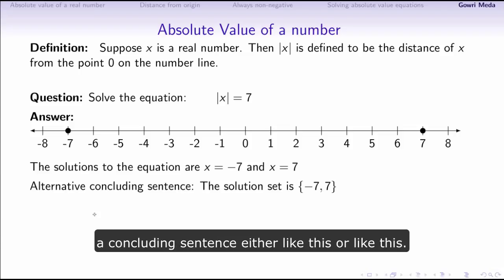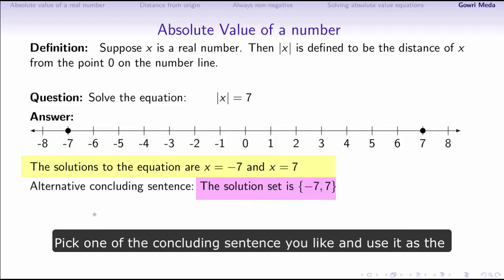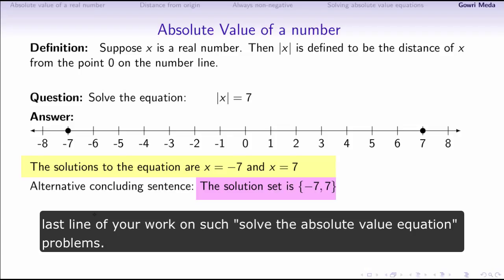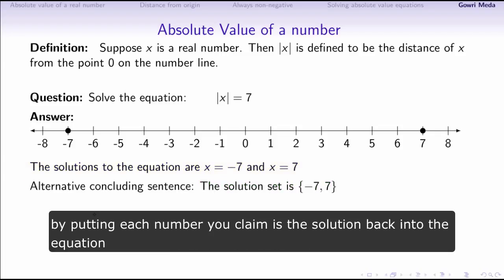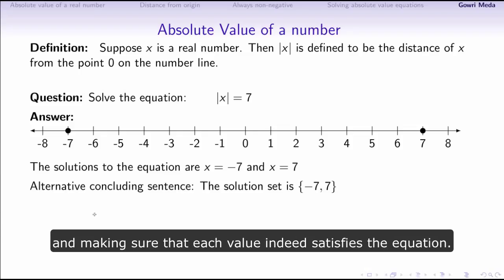And we write a concluding sentence either like this or like this. Pick one of the concluding sentences you like and use it as the last line of your work on such solve the absolute value equation problems. Be sure to do the check work by putting each number you claim is the solution back into the equation and making sure each value indeed satisfies the equation.